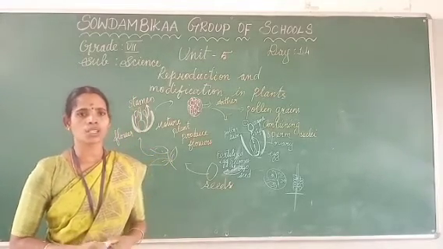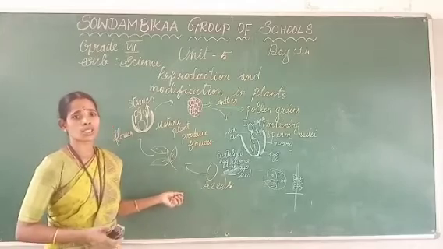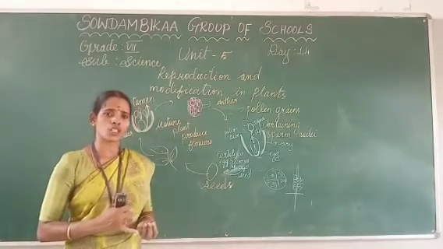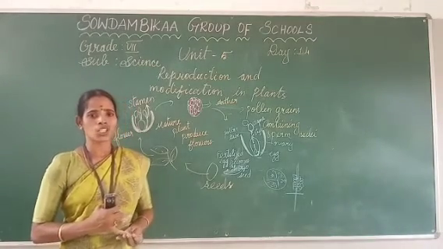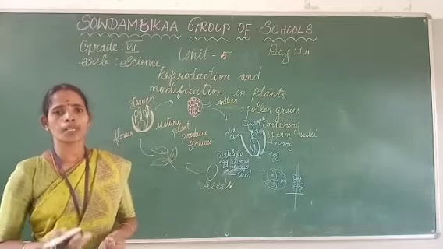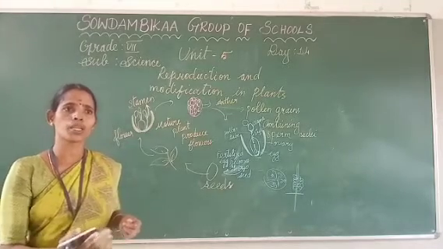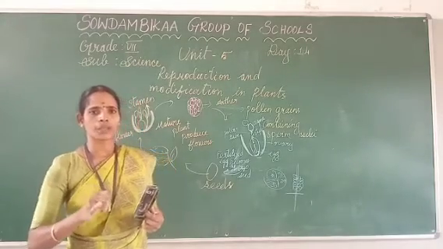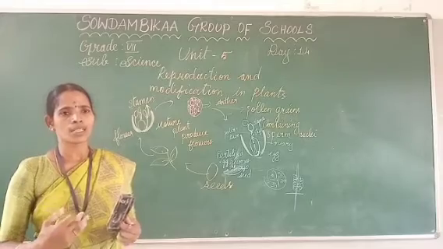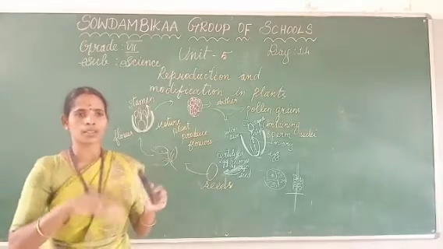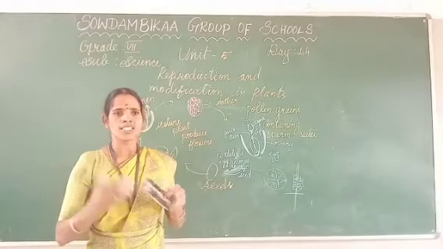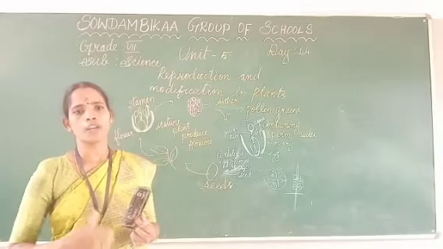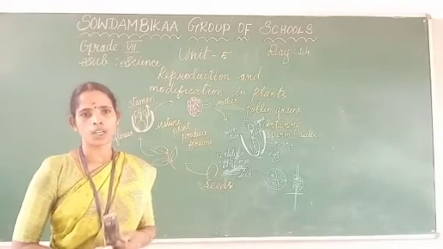Have you clear about this? What have we learned today? About pollination. Pollination is divided into two: cross pollination and self pollination. Pollen grains are transferred to the stigma, that is pollination. We have also seen how cross pollination and self pollination take place.